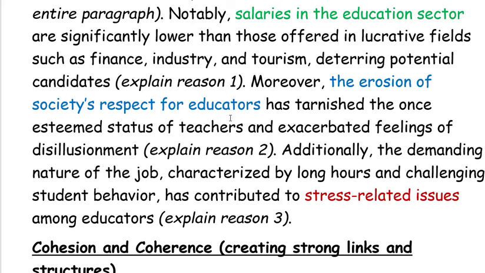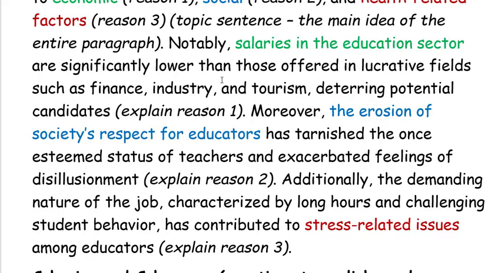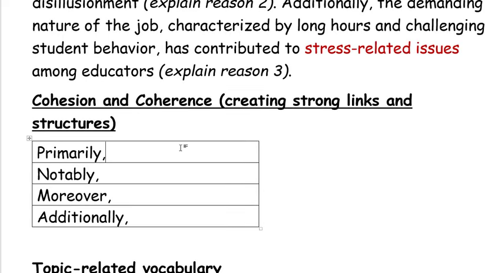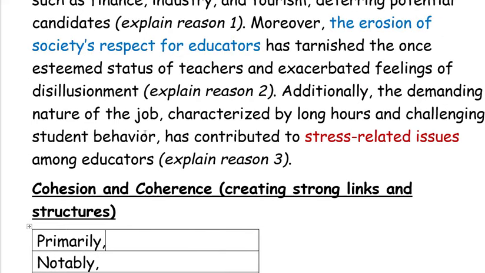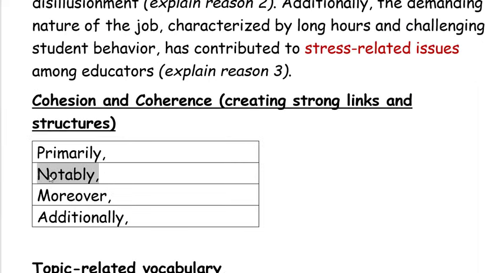All right, now let's focus on cohesion and coherence, which basically means creating strong links and structures. I've already explained to you how to do it. But apart from this, you could also use some key words, such as primarily here. We've got primarily, then notably, moreover, and additionally. All these words will help you to connect your sentences and ideas. Also, make sure that you will use a comma after each of these words. Primarily, comma. Notably, comma. Moreover, comma. Additionally, comma.